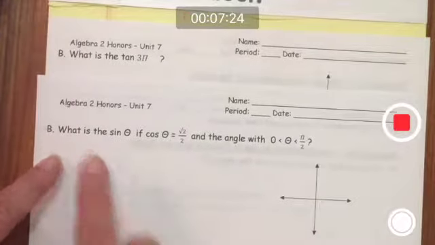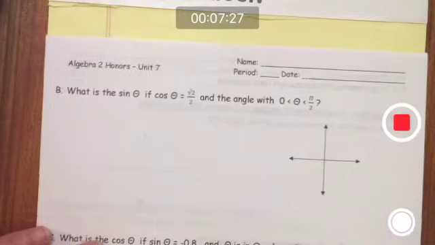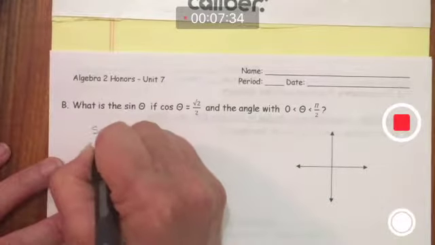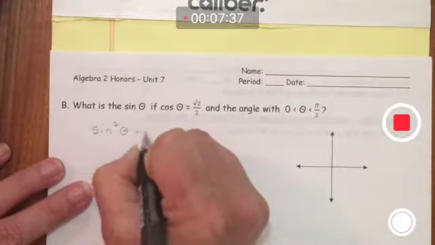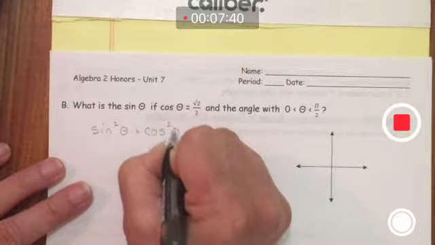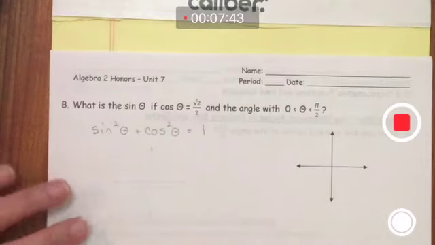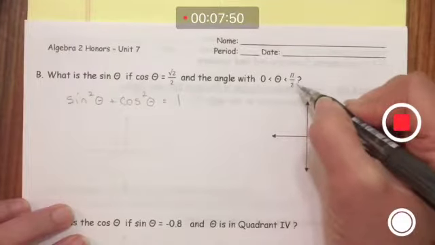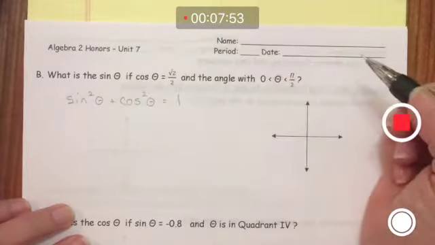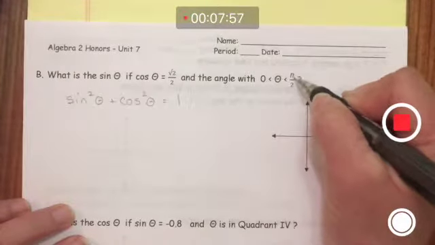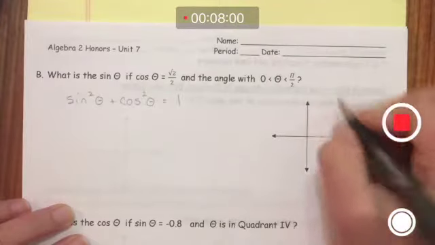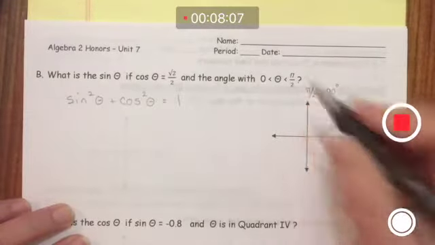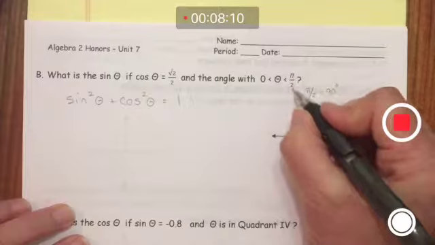So we are here at B, and we are going to use our Pythagorean identity, sine squared of theta plus cosine squared of theta is equal to 1. That's our Pythagorean identity. This time they don't blatantly tell me what quadrant I'm in, but they do tell me that my angle in standard position is between 0 and pi over 2. I'll remind you that 0 is here, and pi over 2 is the same as a 90-degree angle, so it's up here.